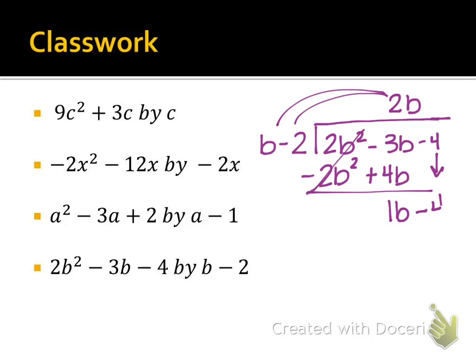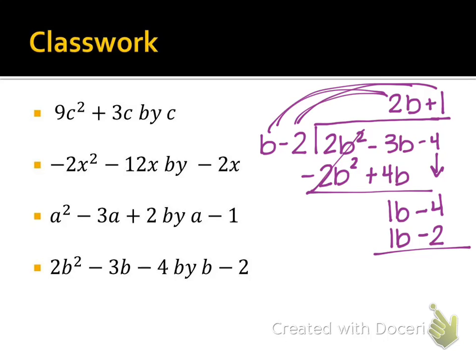Very good. Now, what do I need to multiply by b to make it 1b? 1. What kind of a 1? A positive 1 or a negative 1? Positive. All right, so once I multiply by positive 1, Derek, what am I left with? Multiply 1 by b and negative 2, which leaves me with 1b and then negative 2. All right, I need to change my signs.